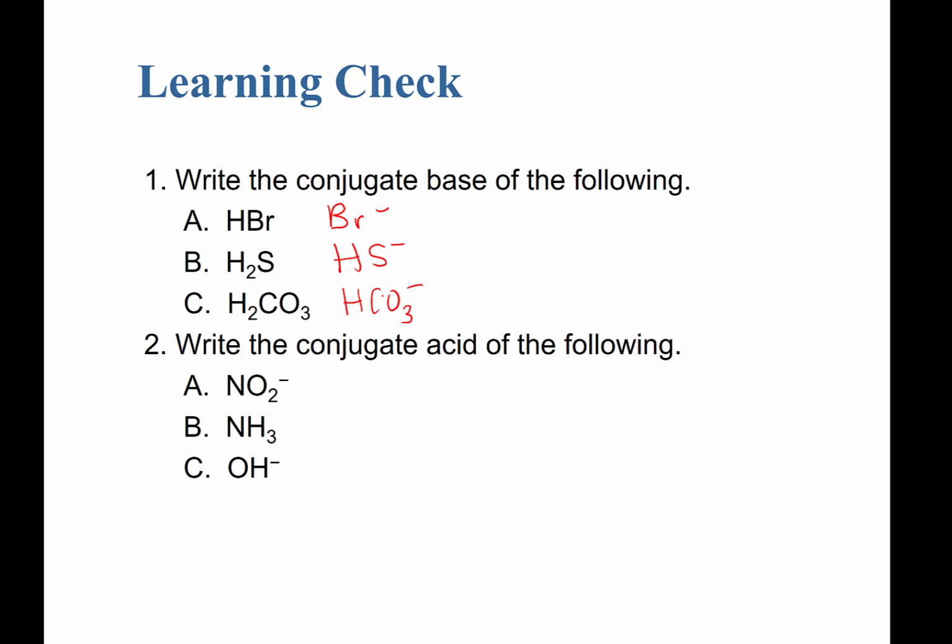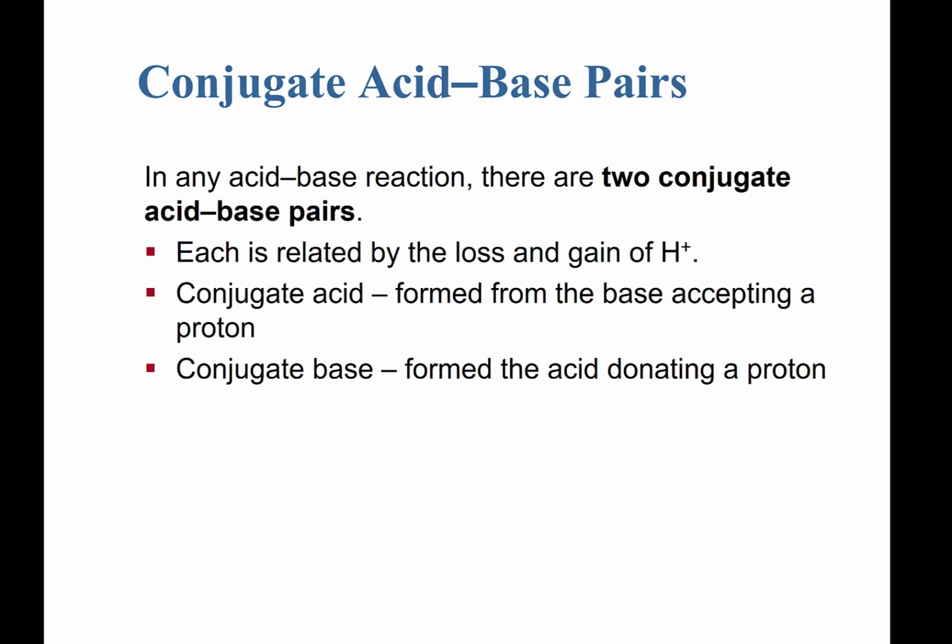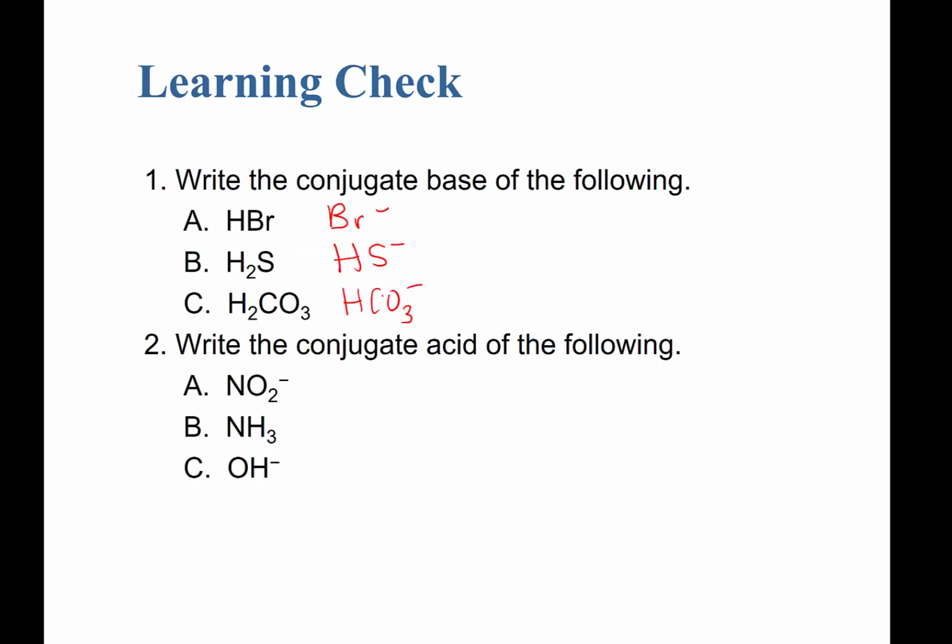Now in the second part, we want to write the conjugate acid. And remember, the conjugate acid is formed from the base accepting a proton. So if these accepted a proton, I would have HNO2. And since this is H+, it cancels out this minus. Here I would have NH4, and I gained a plus. And here if I had OH minus, I'm going to add another H. So I get H2O. And since H is a plus, it canceled out that minus.